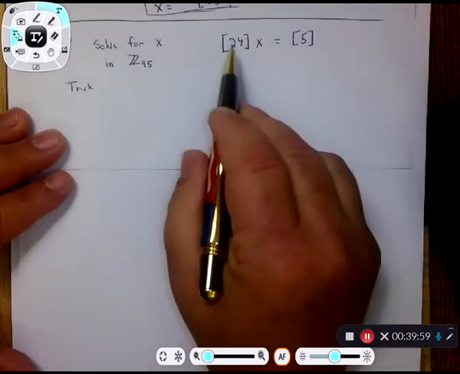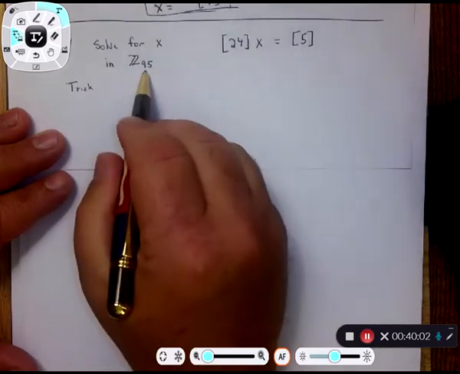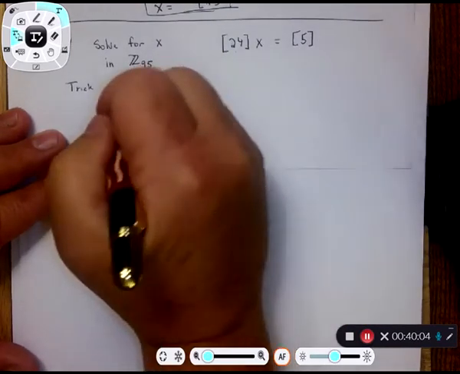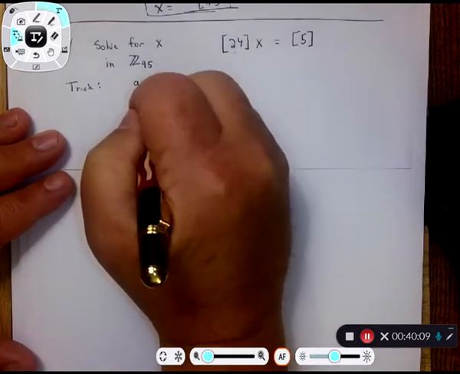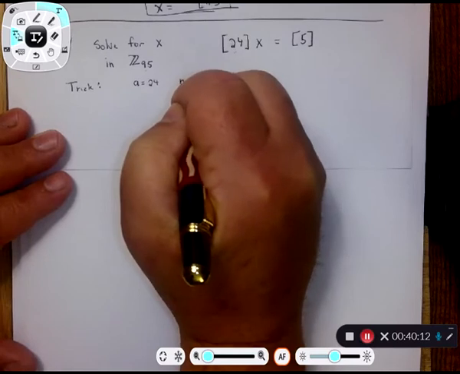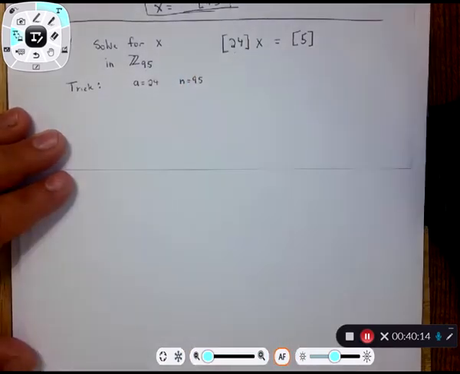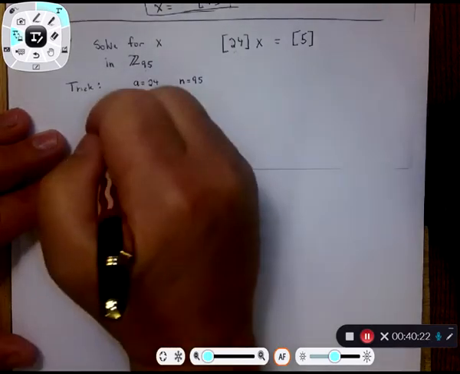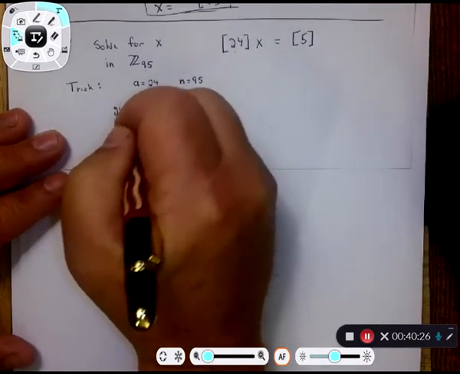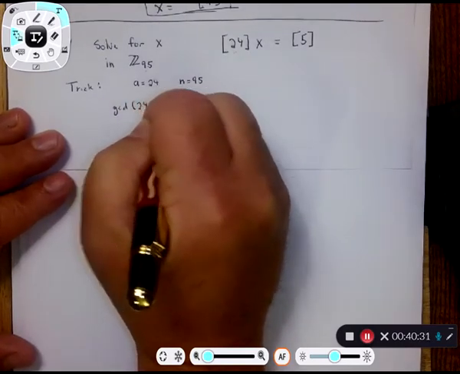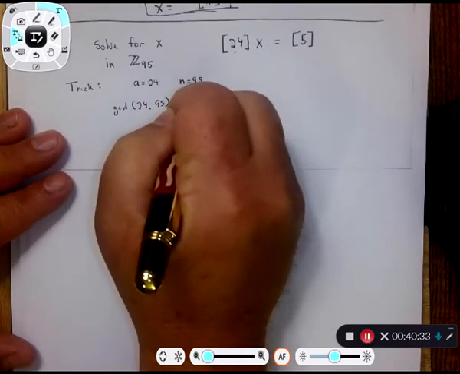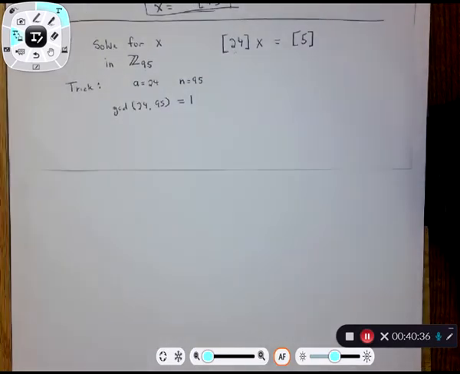Now, I've already got this AX equals B, and my mod number is 95. Here's the trick. The thing you need to know: the leading coefficient A is 24, and the mod number N is 95. The first thing I look at when solving these equations is the relationship between the two. What's the GCD? The GCD of 24 and 95 happens to be equal to 1. They are relatively prime.